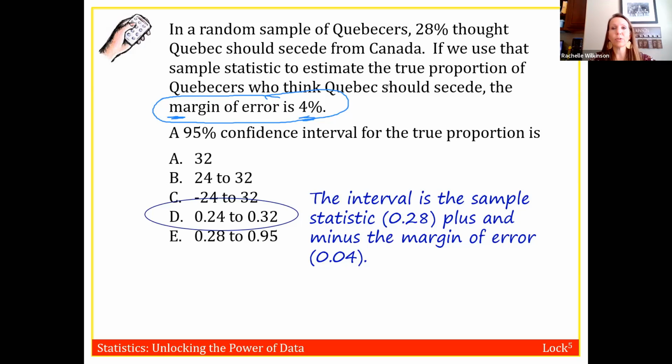So we're going to add and subtract that from our sample statistic, which in this case was that 28%. So I would take 0.28 plus or minus 0.04, and that gives me 0.24 to 0.32. Or you could take 28% plus or minus 4%, and you would get 24% to 32%. So a bunch of people put B, but why would I mark B wrong on a test if you put B?